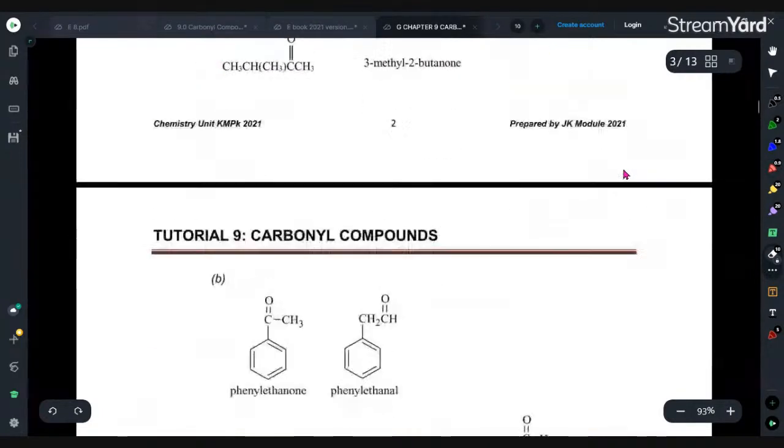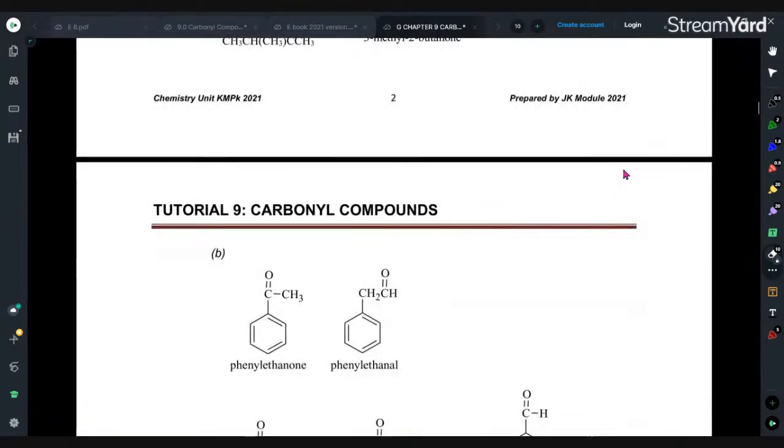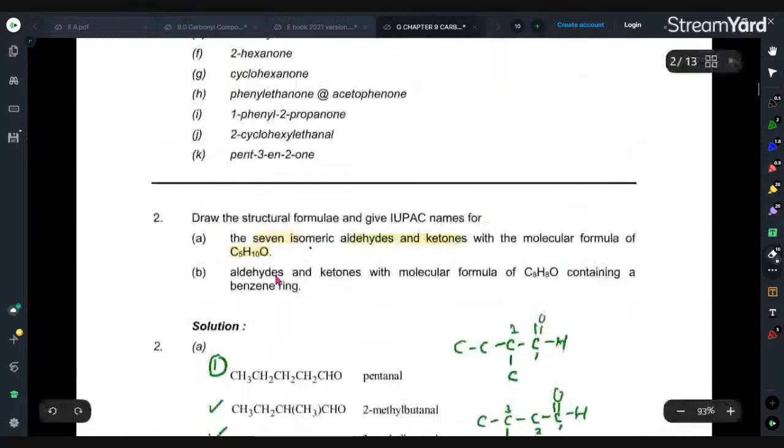Okay, done for question number 2. Now question number B: aldehyde and ketone with molecular formula C8H8O. Students, you must always remember when the ratio of carbon to hydrogen is 1 to 1, you have to always think about benzene ring. When the ratio of carbon to hydrogen is 1 to 1, you must always think about benzene ring.